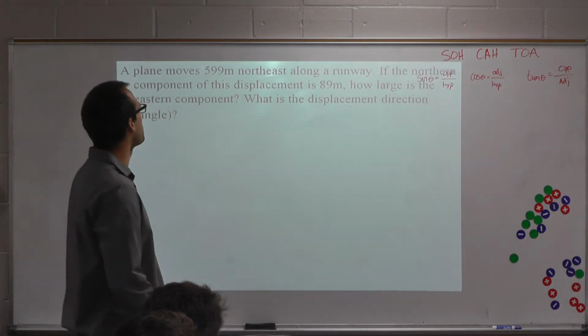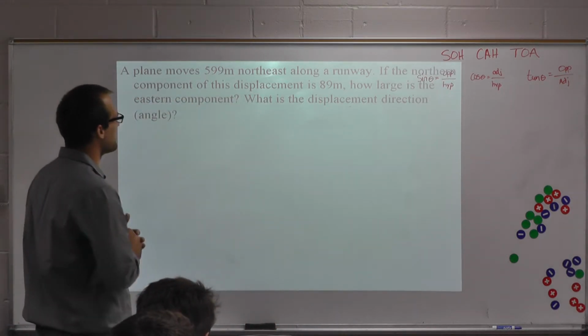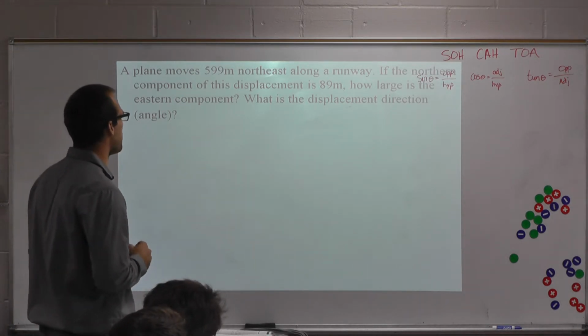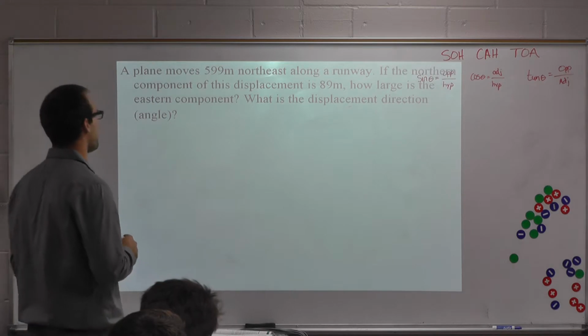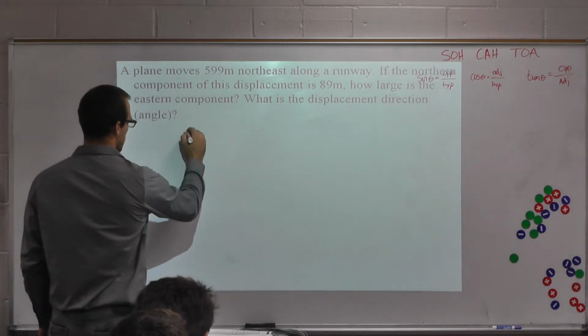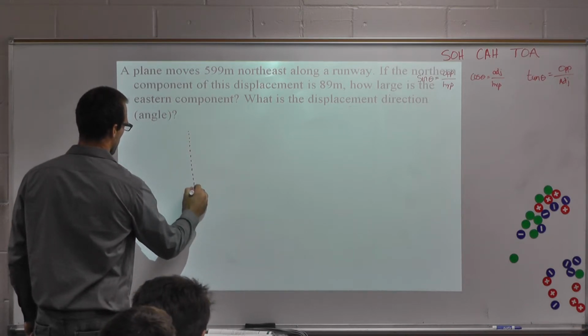All right, here we go. Next one, Avery Langholm. This one's a little bit different context here. A plane moves 599 meters northeast along a runway. If the northern component of displacement is 89, how large is the eastern component? Plus they're giving us the angle.